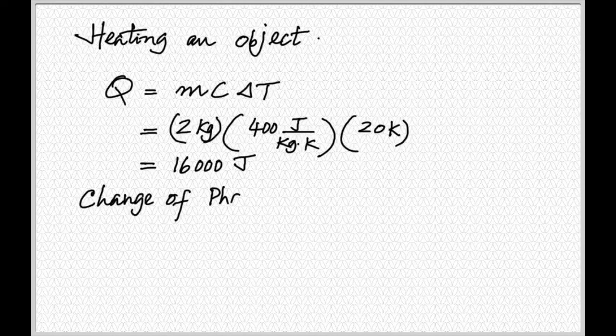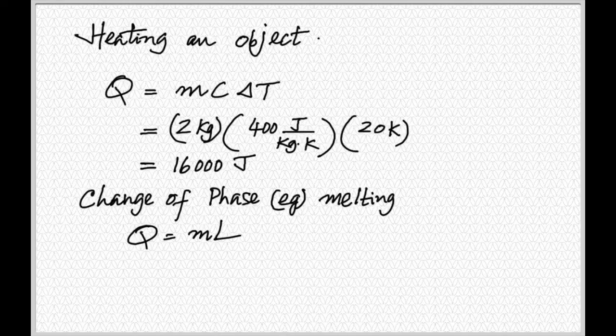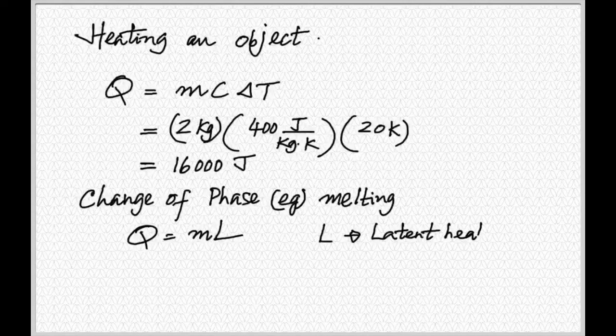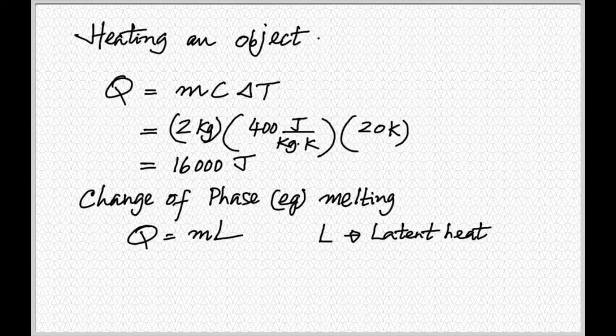All right, but if it's a change of phase, like the melting of ice or water changing into steam, then we do not use this formula. Instead, we use the formula mass times latent heat, where latent heat is once again a constant for that substance, and it will be given. So remember that there are 2 different formulas depending on if it's heating or cooling, or if it's a change of phase.